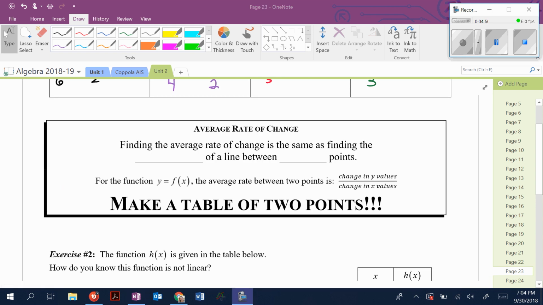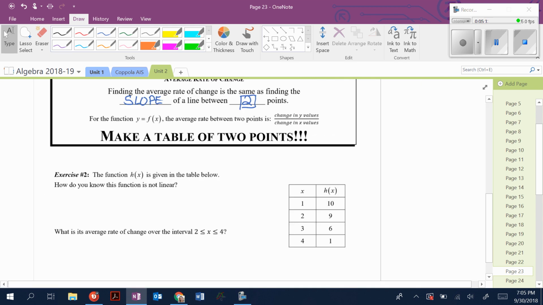All right, moving on. To find the average rate of change, it's really finding the slope between 2 points. That's a big deal. If you have more than 2 points, you are doing something wrong. Okay, making a table is a really big deal. So let's look at some different examples here.